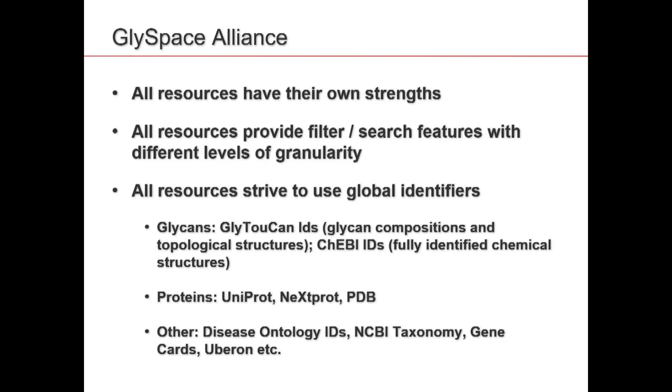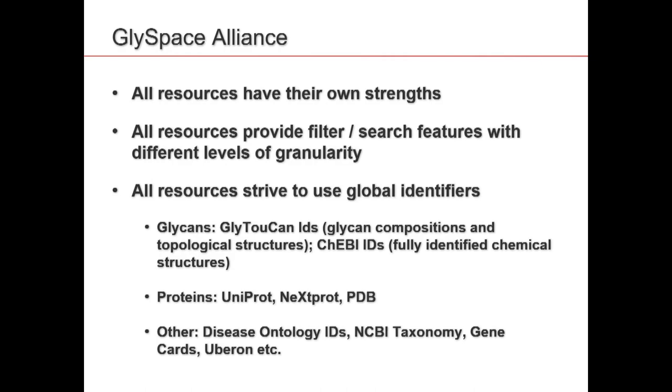And then ourselves, we have GlyConnect and UniLectin. GlyConnect is about glycoproteins, which are proteins that actually have glycosylation on them, and UniLectin is about glycan binding proteins, which recognize some motifs on this glycosylation. And so all the resources provide some kind of search or filter feature at different levels of granularity.